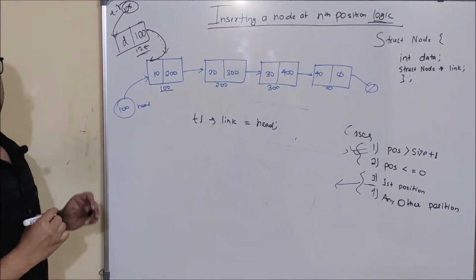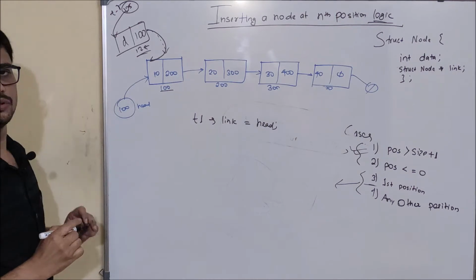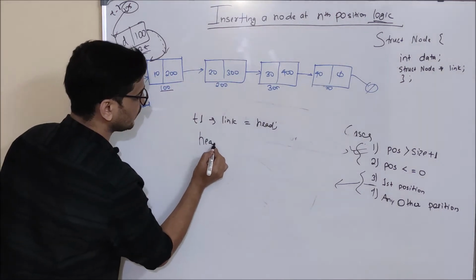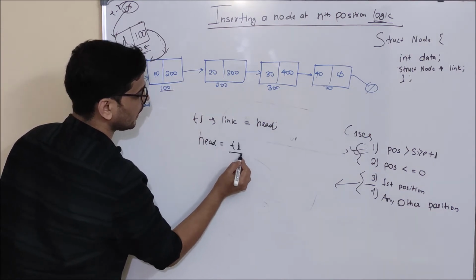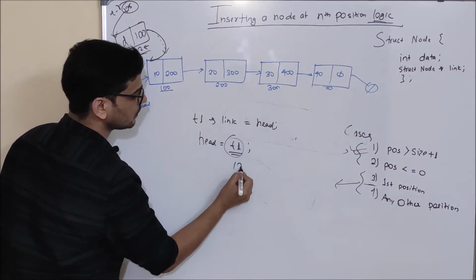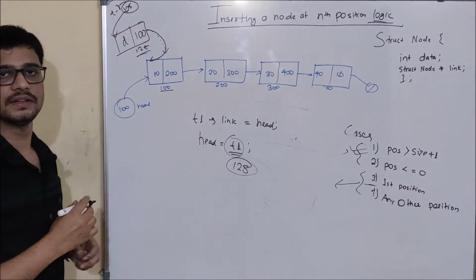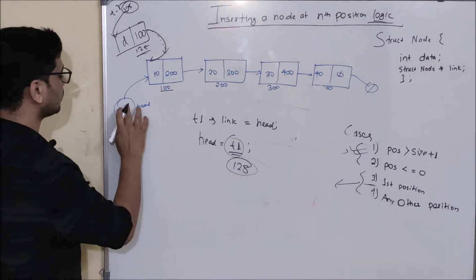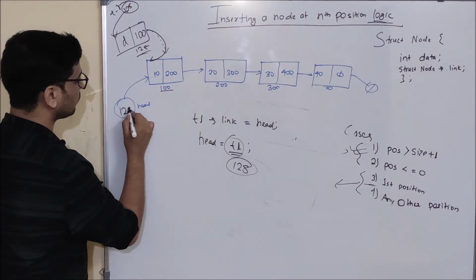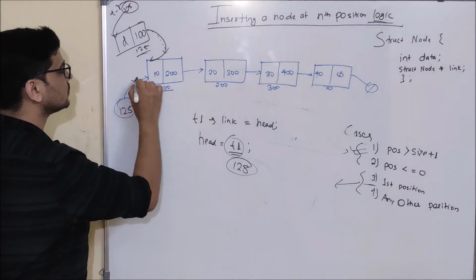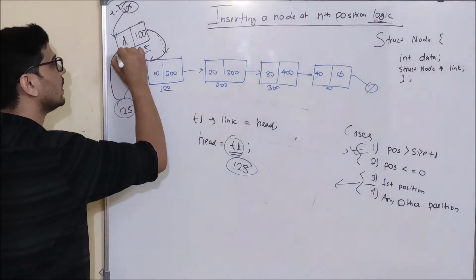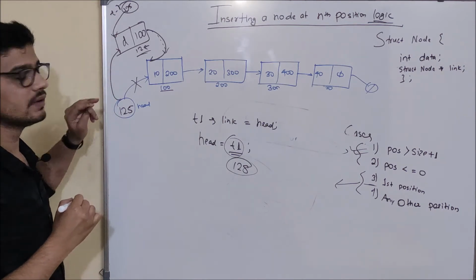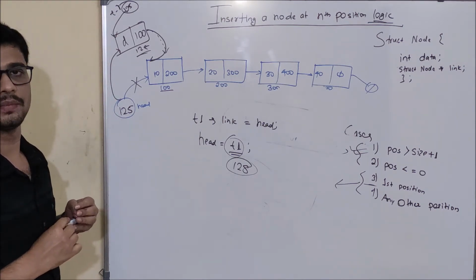this particular node will start to point to our first node, and in the next line what we will do: head is equal to T1, and what is T1? T1 is 125, that is, T1 is a pointer which is containing 125. So here 125 will be updated, which means this link will get broken and this particular head node will start to point to our T1 node, which we have created.